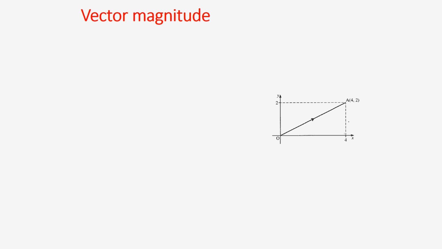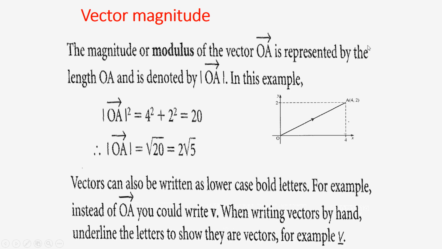Now moving on to vector magnitude. Remember, magnitude is like the length of the vector, the size of the vector, and graphically it's represented by the length of the vector. All vectors have magnitude and direction, whereas scalars only have magnitude. In some other books they might call it the modulus of the vector. So the magnitude of the vector OA is represented by the length of OA.